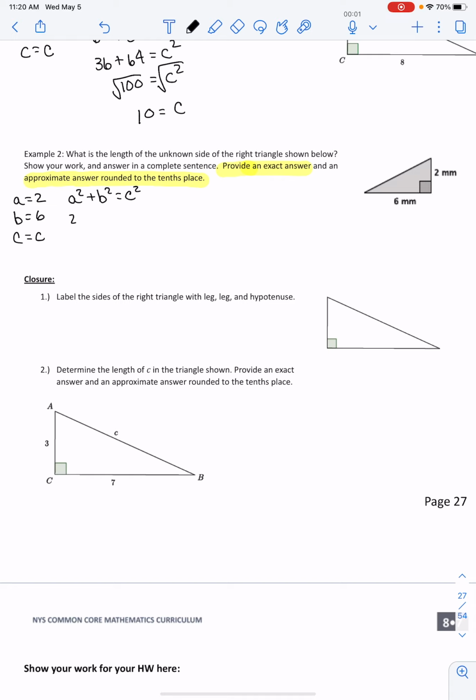I'm going to substitute them in. I have 2 squared plus 6 squared equals C squared. So I have 4 plus 36 equals C squared. So I have 40 equals C squared. So the square root of 40 equals, so I have C equals. Now here I can break this down, let me redo that, to the square root of 4 times 10, or 2 square root of 10 equals C. This is an exact answer.